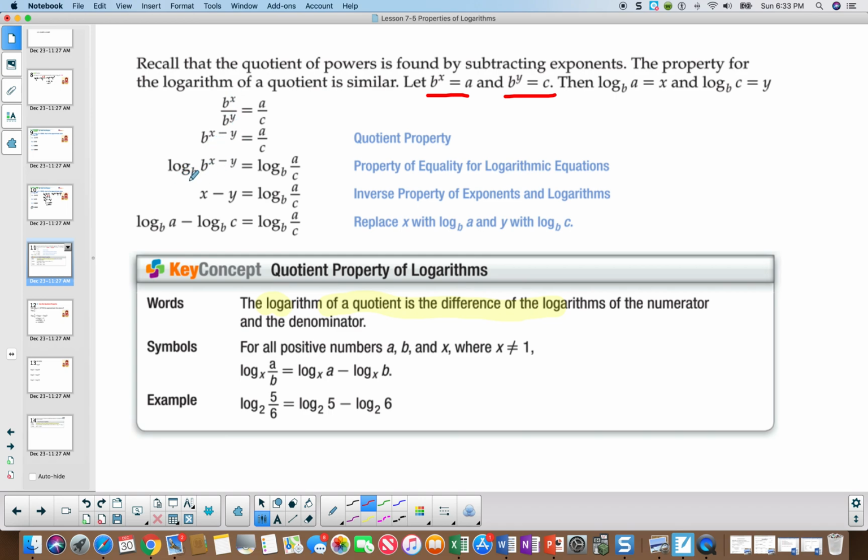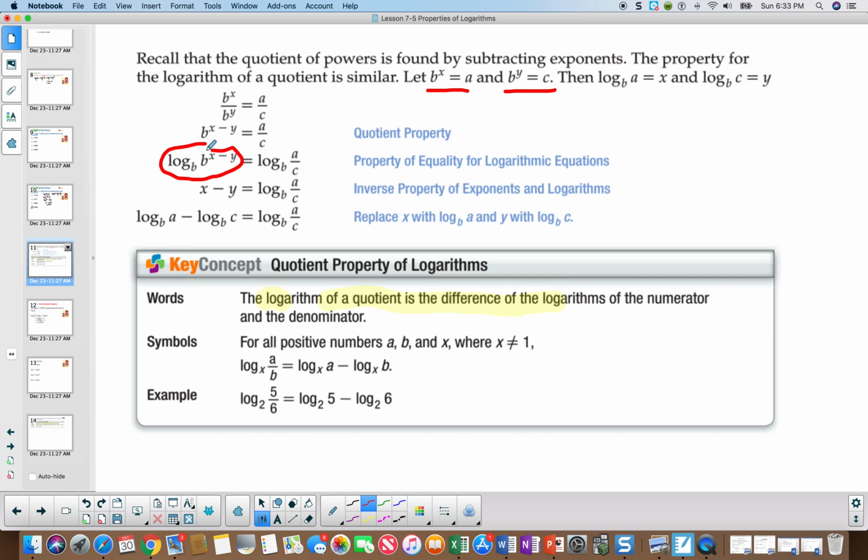I'm going to take log base B of both sides, and when I do that, I have an undoing process right here. We have inverses here, so I can just write X minus Y, and I'll leave this here. Now I'm going to substitute for X, because X will equal this, and Y will equal this. So in words, this says the log of a quotient is the difference of the logs. So the log of a quotient is equal to the difference of the logs.